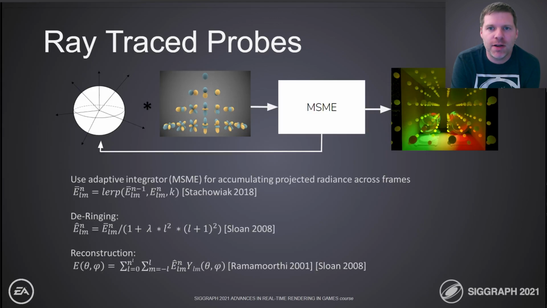Then we use the same adaptive MSME integrator as Surfels to accumulate the projected radiance across time. The integrator will also calculate the number of rays to shoot in the next frame, depending on variance.